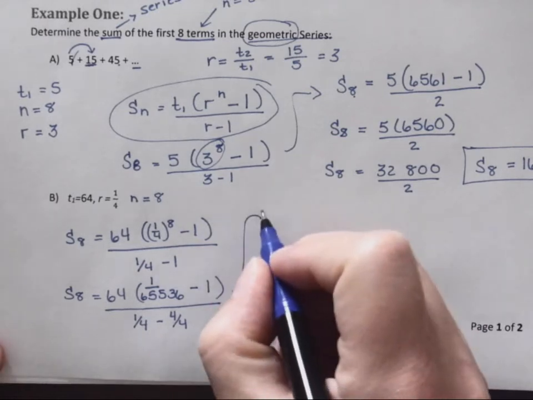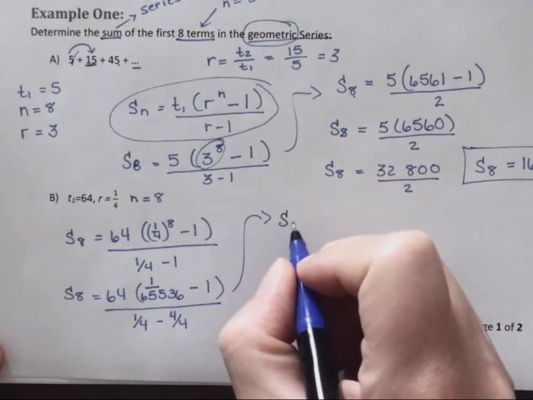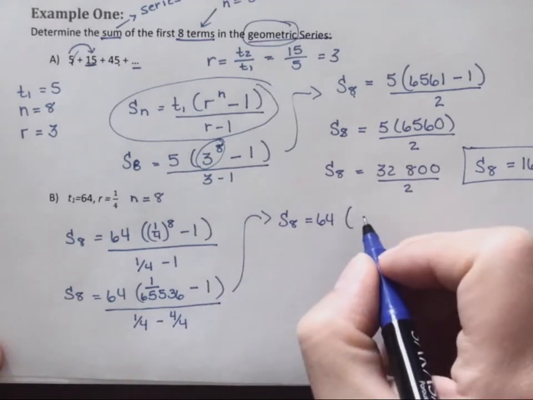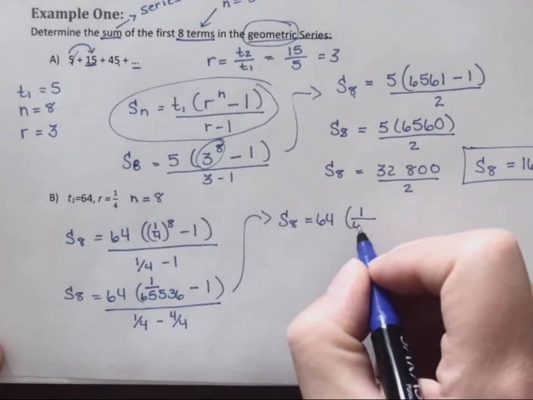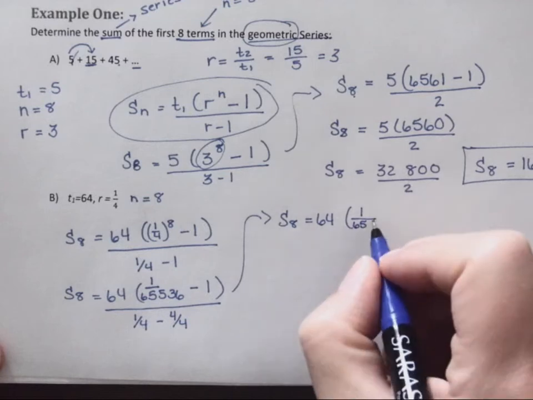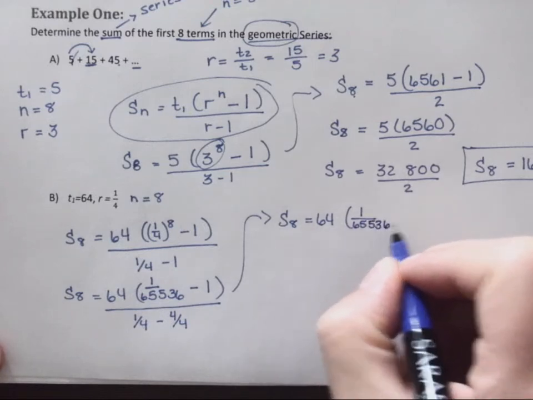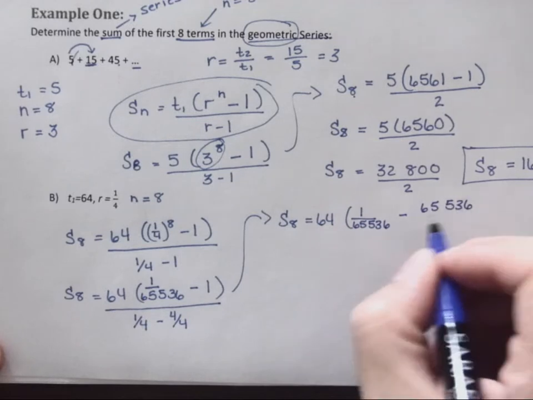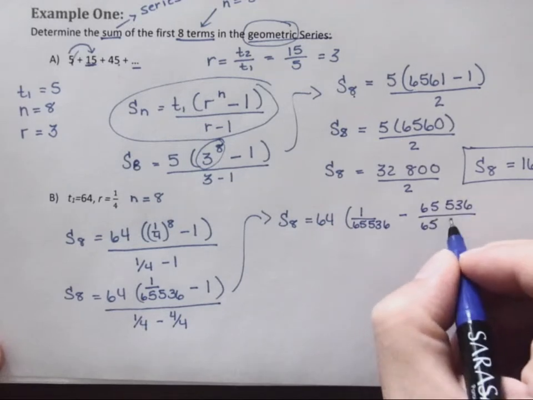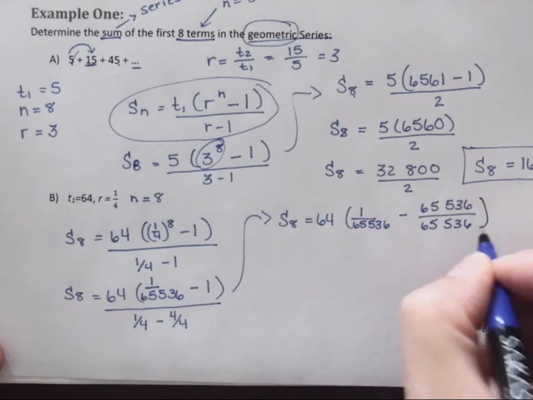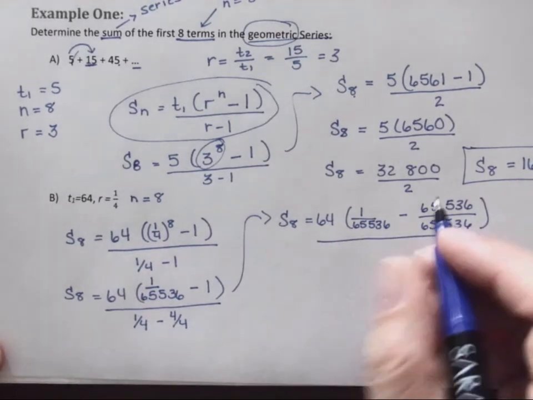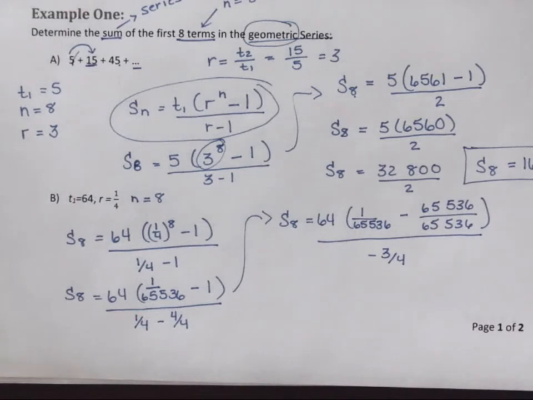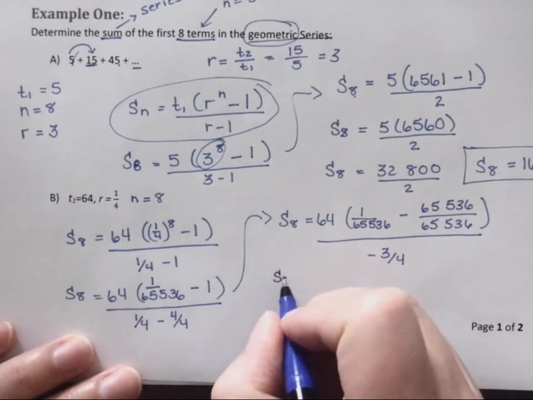I'm just going to hop up here for a second. So S8 is equal to 64 times 1 over 65,536 minus 65,536 over 65,536, all over, I'm going to subtract this, so negative 3/4. Holy Hannah, these are some big fractions.